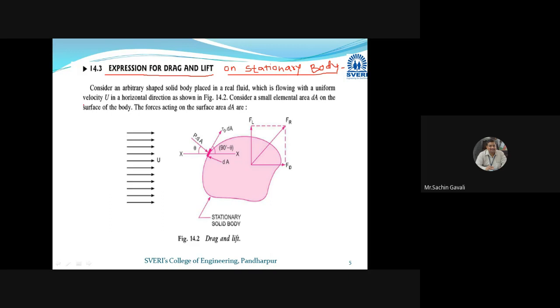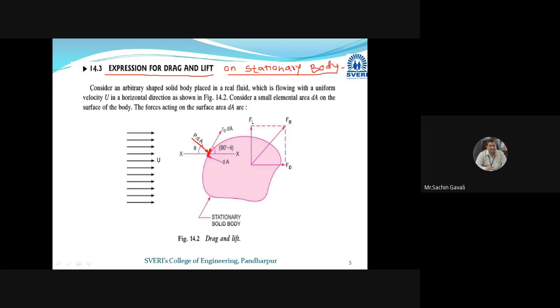Now concentrate. This fluid is moving with velocity u, and it will exert forces. One force is pressure. Definitely pressure is going to act on that element. Before that, we assume one small elemental area dA, having cross-section area dA. On that dA, one very important force is the pressure of the fluid. Pressure always acts normal to the body, so this pressure is acting normal to this body.